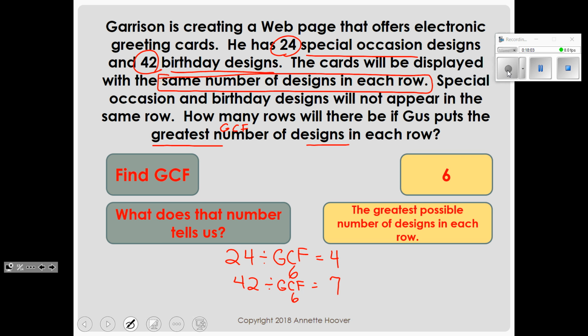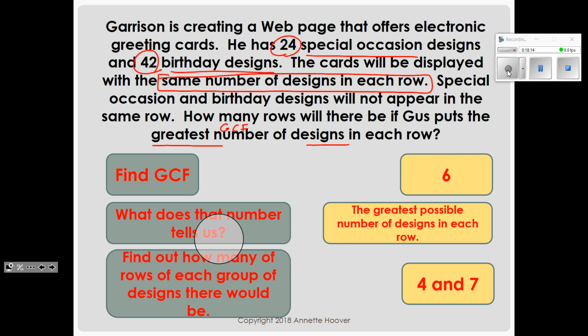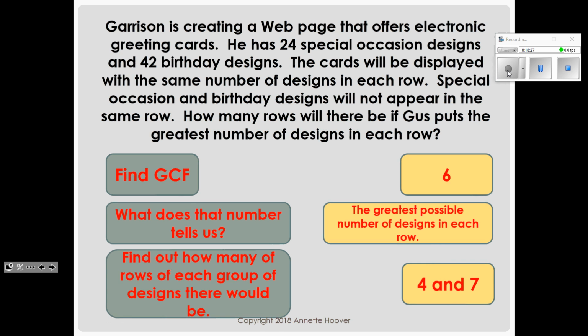So to figure out the greatest number of designs in each row, how many rows of each group would there be altogether? There's 4 and 7. That would make 11 rows altogether. 4 of the special occasion and 7 of the birthday designs. So you're finding the greatest common factor, and then you divide the number by the greatest common factor.